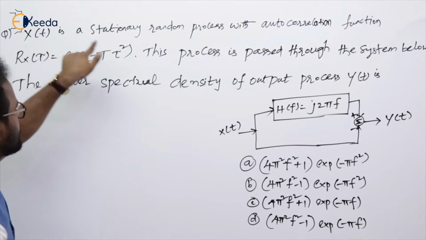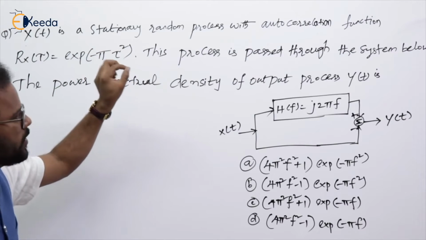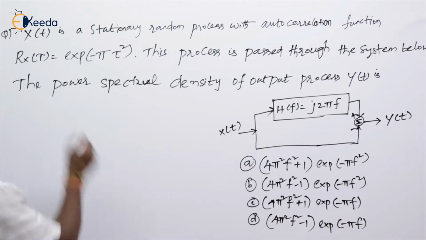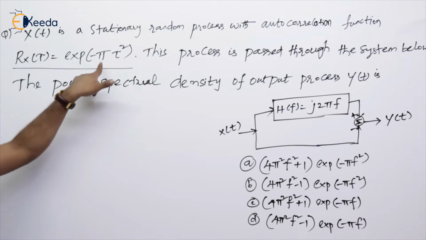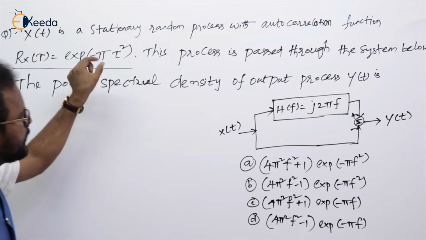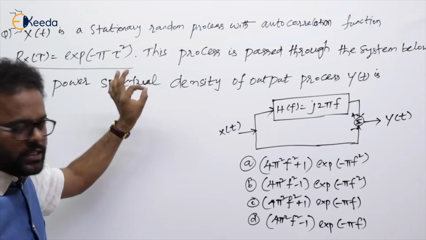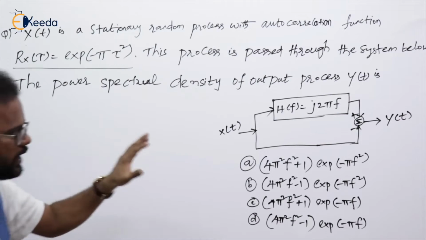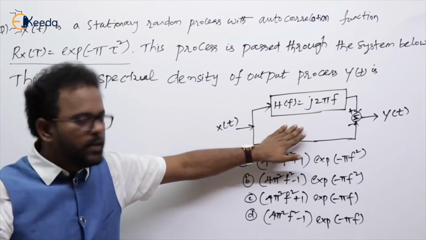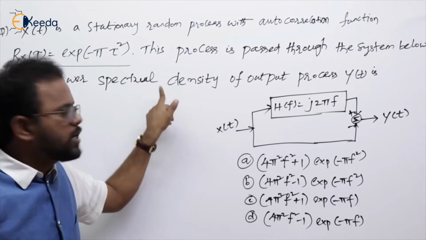X of t is a stationary random process with the autocorrelation function Rx of tau equal to e to the power minus pi tau square. This process is passed through the system shown below. The power spectral density of the output process y of t is, he has given some system. He is asking what? PSD of the output.